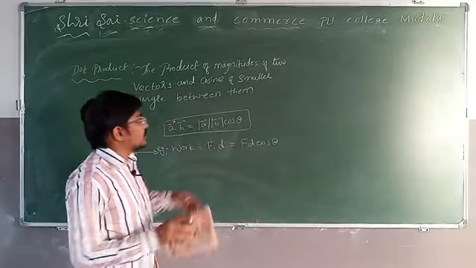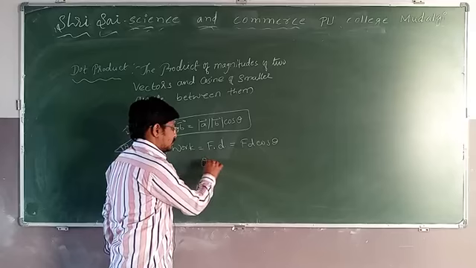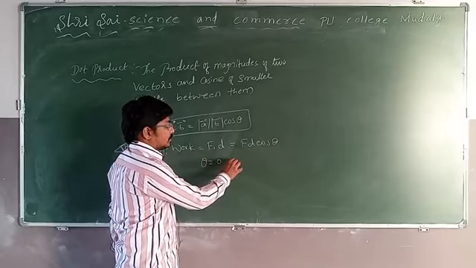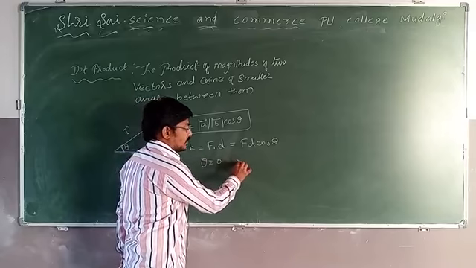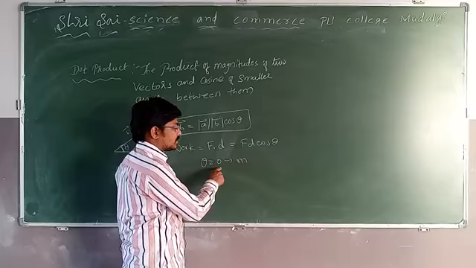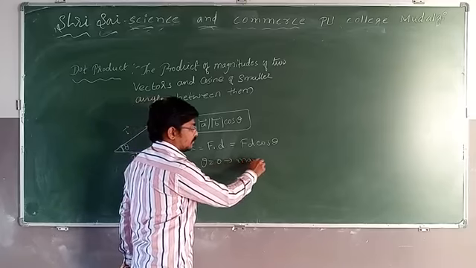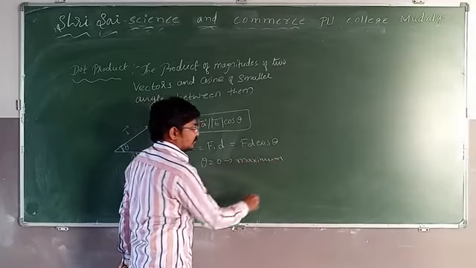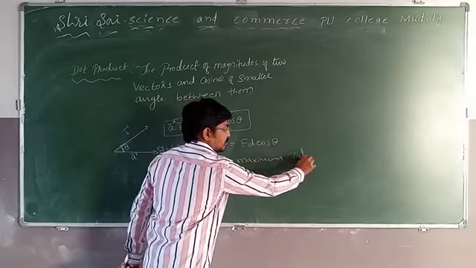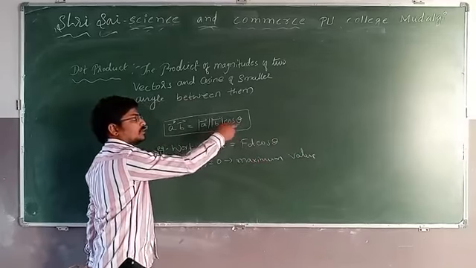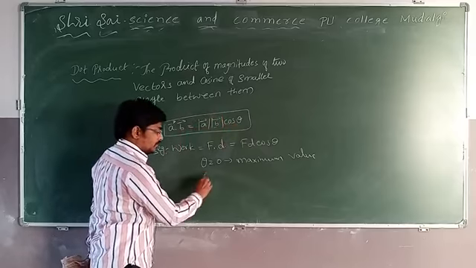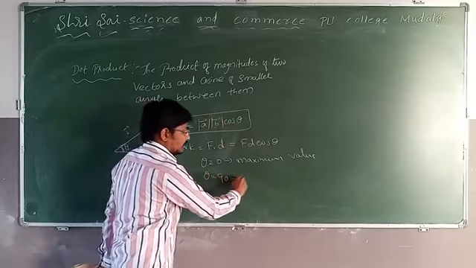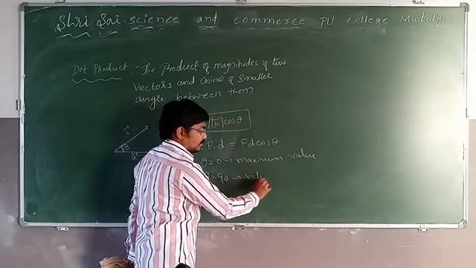From this we can understand, if theta is 0, the product is at its maximum value. Because if theta is 0, cos 0 means 1, therefore you will get the maximum value. If theta is equal to 90 degrees, the value is minimum.